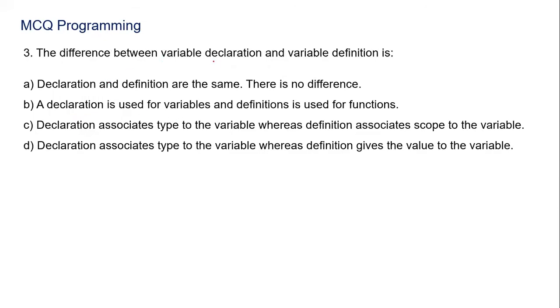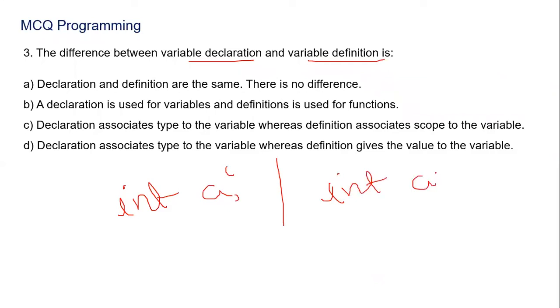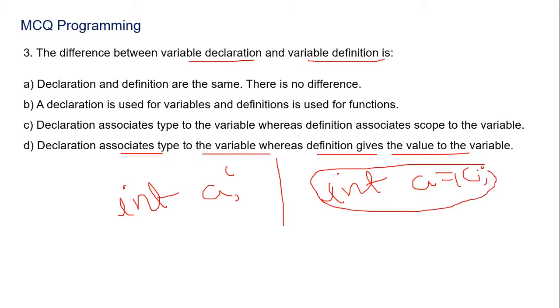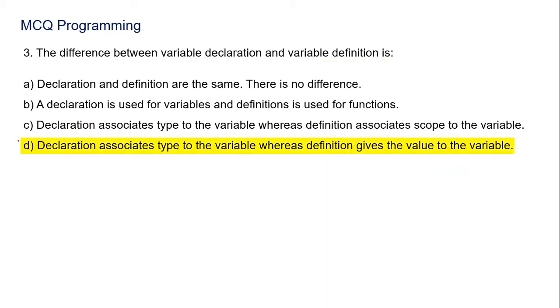Next question. The difference between variable declaration and variable definition is, so let's talk about it here. Variable declaration is when you write int a, and variable definition is when you write int a is equal to 10. So declaration associates a type to the variable, whereas definition gives a value. So we are giving a value here. So the correct answer is going to be D.